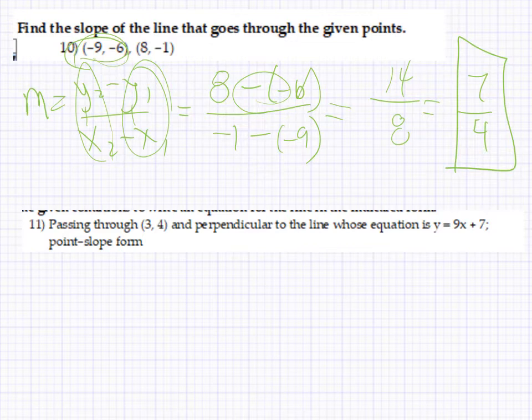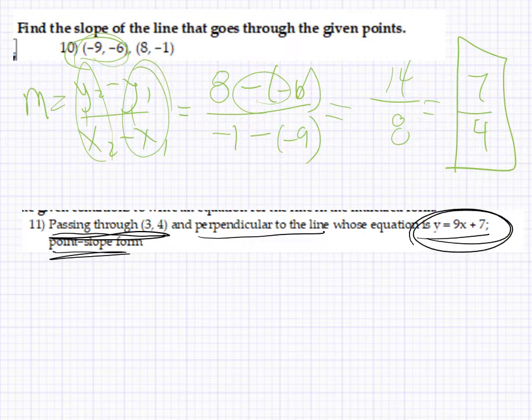The next one is a little bit more: passing through (3, 4), perpendicular to this line. We want to write the equation for that given information. Put the answer in point slope form. So first off, what we need to do is find the slope of this line. Well, that's easy. The slope of that line is 9. And then we want the perpendicular slope.